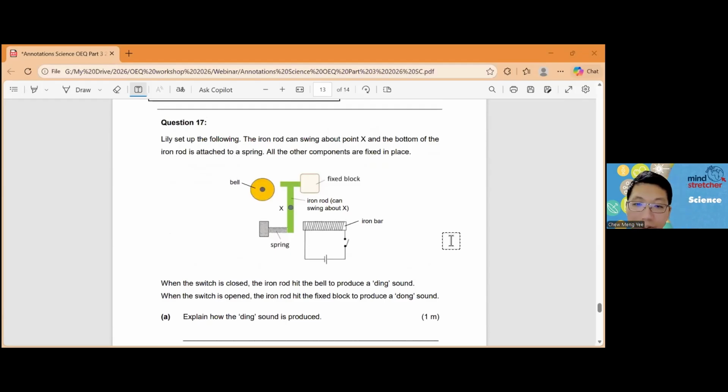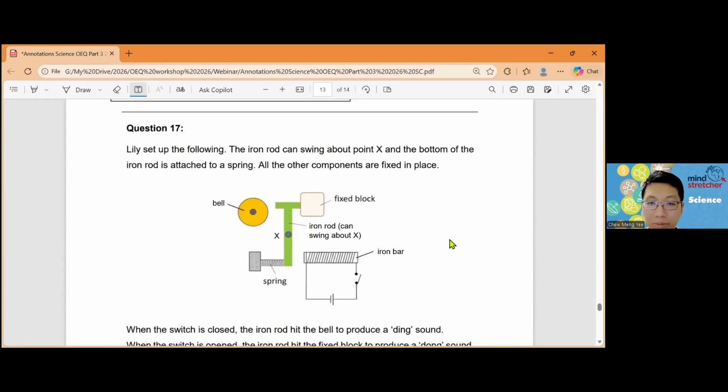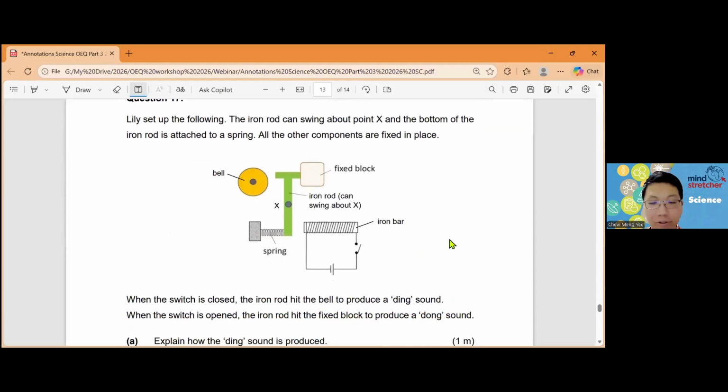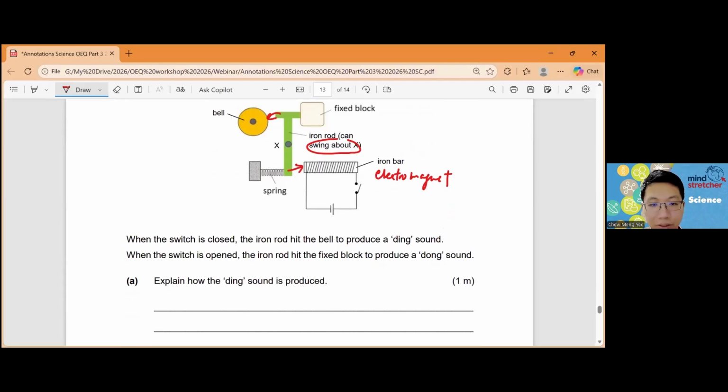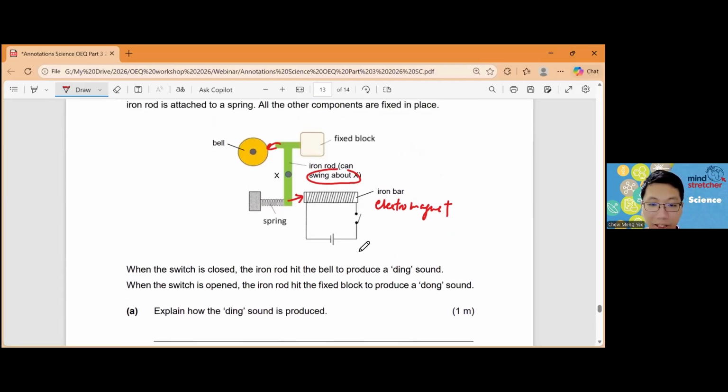Okay, now, so we have this setup. Let's identify them. Let's analyze this setup. So we have this circuit. And this is an iron bar with wires coiled around it, so it's going to become an electromagnet as well. And it is likely to attract this iron rod. Now, they say that the iron rod can swing around X. So that means that if it is attracted, this part here will be attracted. It's going to swing around X and it will hit the bell. So explain how the ding sound is produced. And I have explained that, okay?